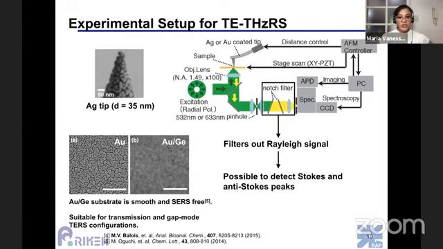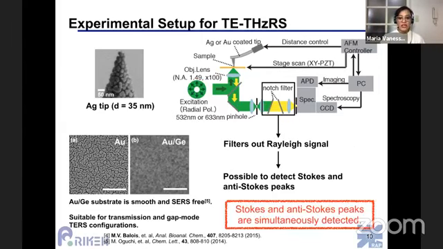Now, the setup we used is a conventional atomic force microscope system where we have a tip, which is either gold coated or silver coated, depending on your laser illumination. And then the special part of our setup is we use special notch filters which filter out the Rayleigh signal and make it possible to detect both the Stokes and anti-Stokes frequencies simultaneously.